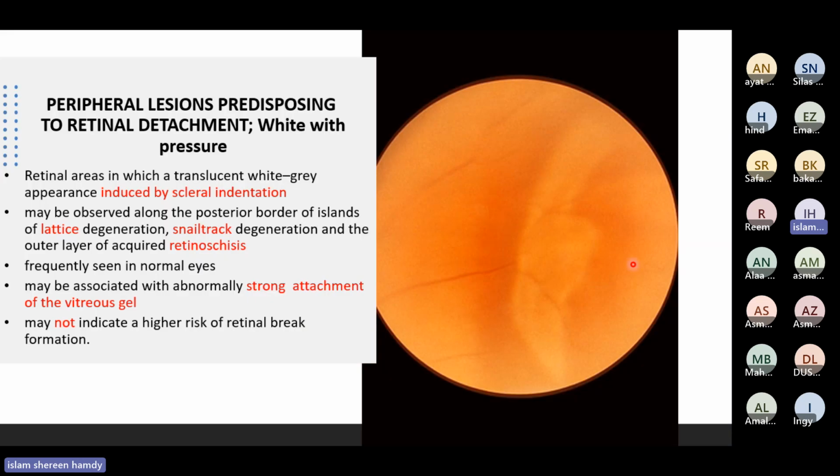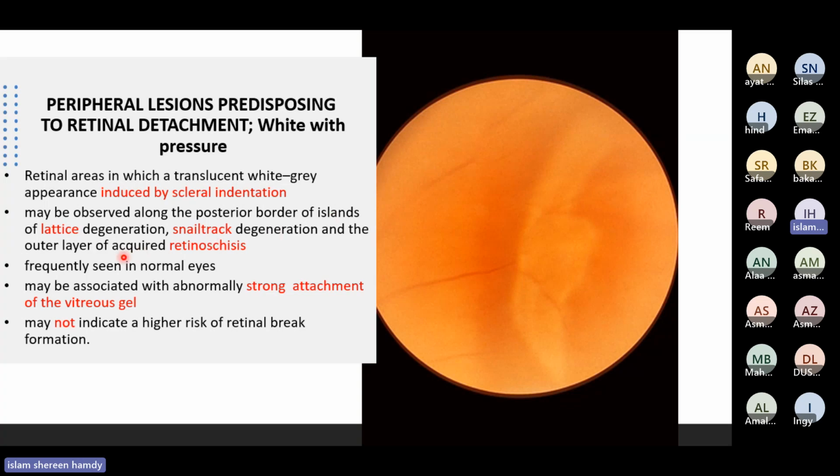There is what we call the white with pressure and the white without pressure. Those appear something like this, a whitish area of the retina that may appear while we do scleral indentation only, and at that time it's called the white with pressure, or it may be easily seen without indentation and it's called the white without pressure.